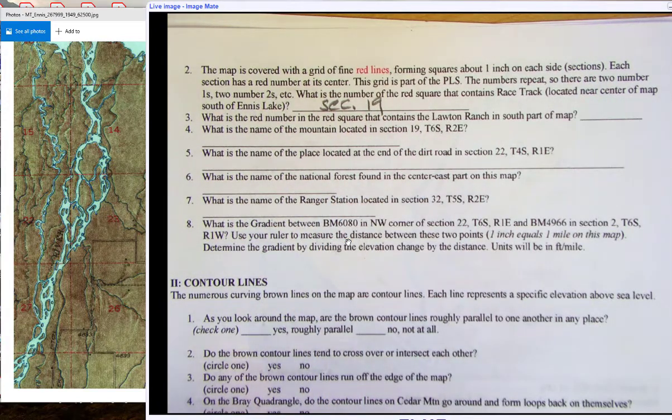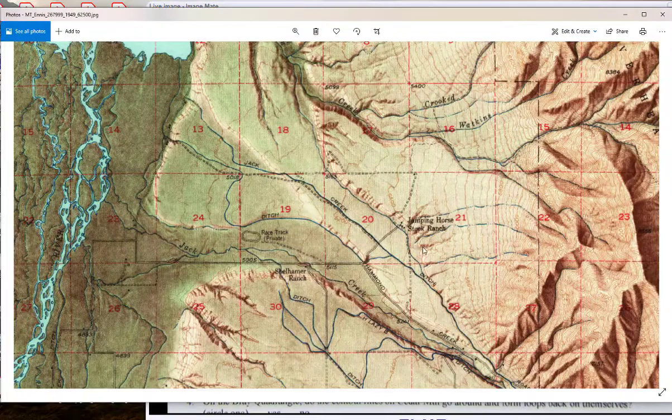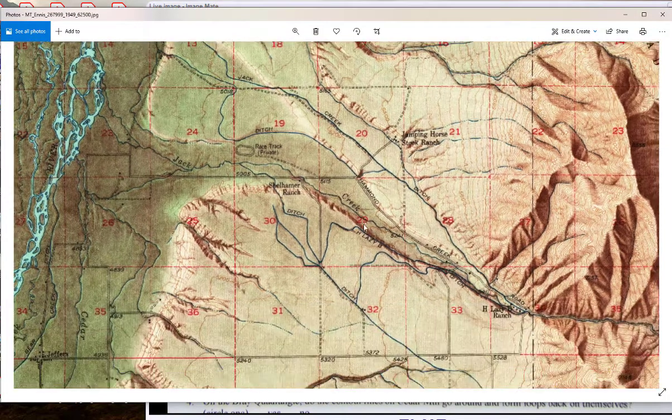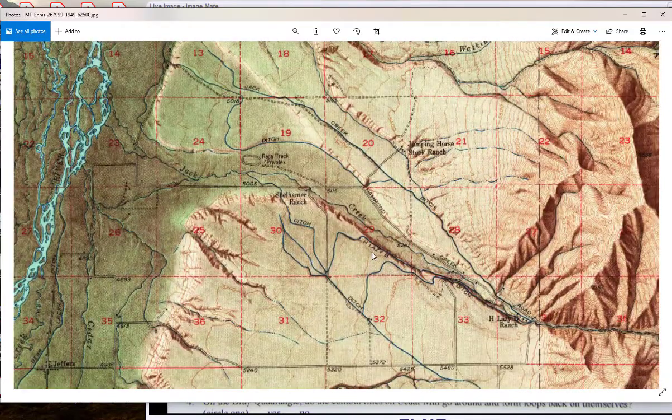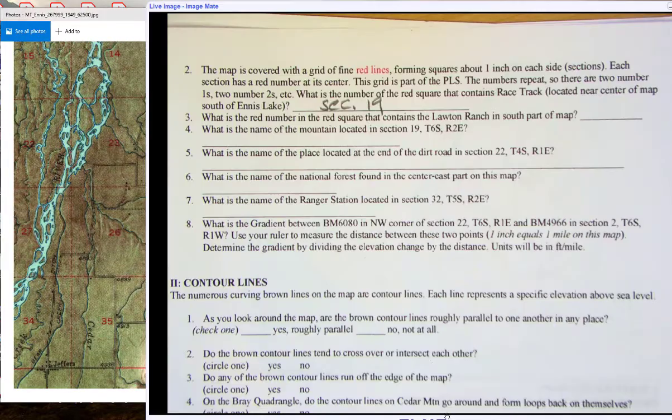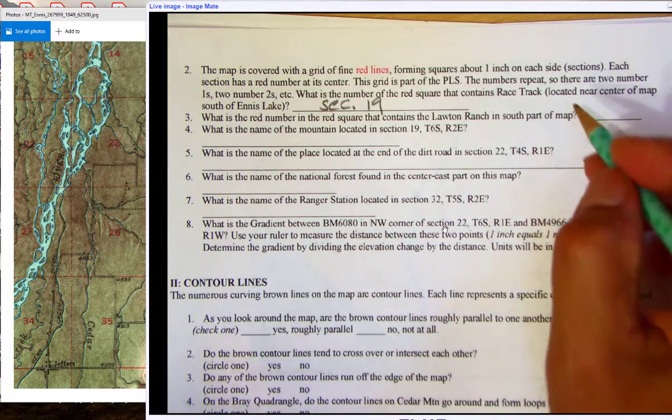And what is the red number in the red square that contains Lawton Ranch in the south part of the map? Again, your job would be to go to the map here and find Lawton Ranch and label that. I'm not going to do it for you, so I'll let you do this one on your own.